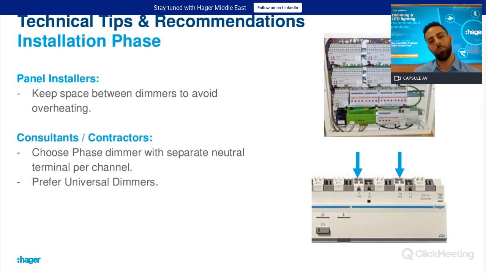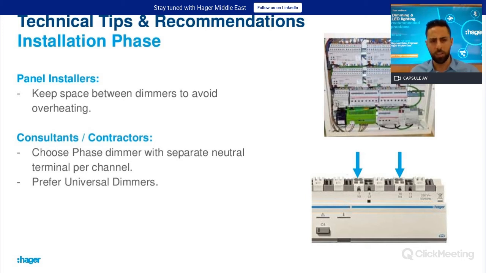Panel installers. Sometimes the panel or the lighting control panel, the enclosure, gets crowded with many dimming actuators. Sometimes we add, okay, we understand that. We need to make sure that the panel installer keeps a gap between the dimmers. Why? Because if he installs them completely without gaps, you will have overheating and you will have dimming issues later on. The second thing, of course, consultants take care of this point.